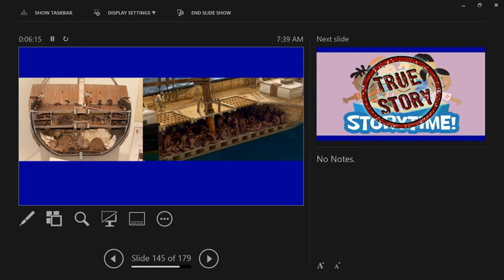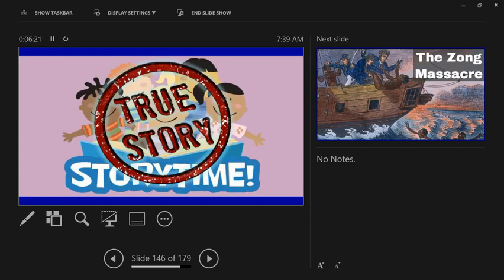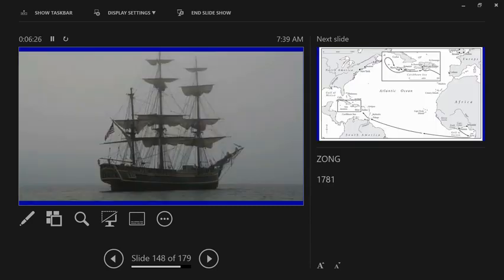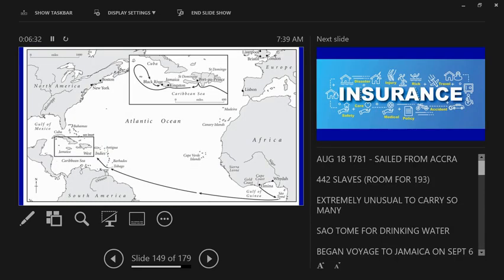All right, and so here's a model of what a slave ship would have kind of looked like. All right. So this is the story of the Zong massacre. This is the Zong. This was 1781, I believe, and this is the route that the Zong took.